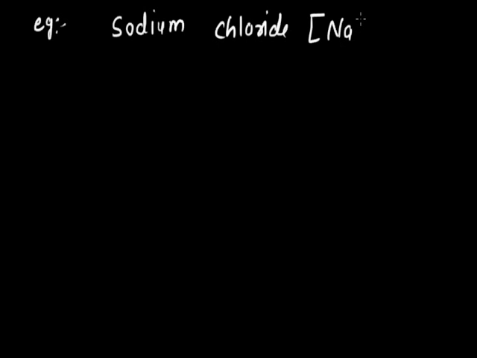Just for example, sodium chloride, and the formula unit of sodium chloride is NaCl. It means sodium chloride is made up of Na plus ions and Cl minus ions. Now we can draw the structure of NaCl.